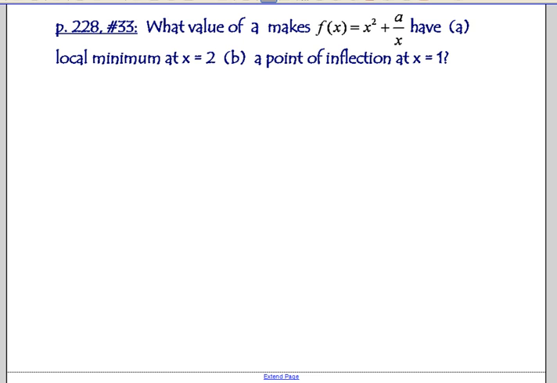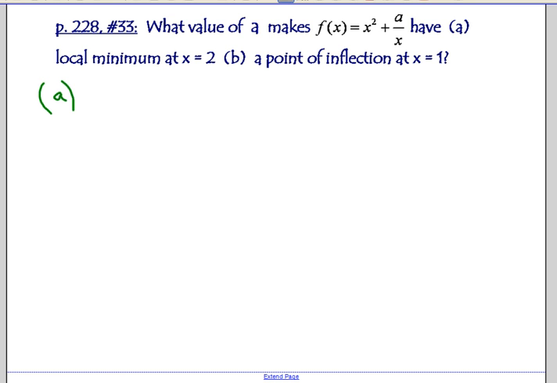And the first thing to note about this problem is part A and part B are independent, so we're not trying to have a min at 2 and an inflection at 1. We want to do part A, and then independently, we're going to do part B. Okay, so part A, we want a local minimum at x equals 2.